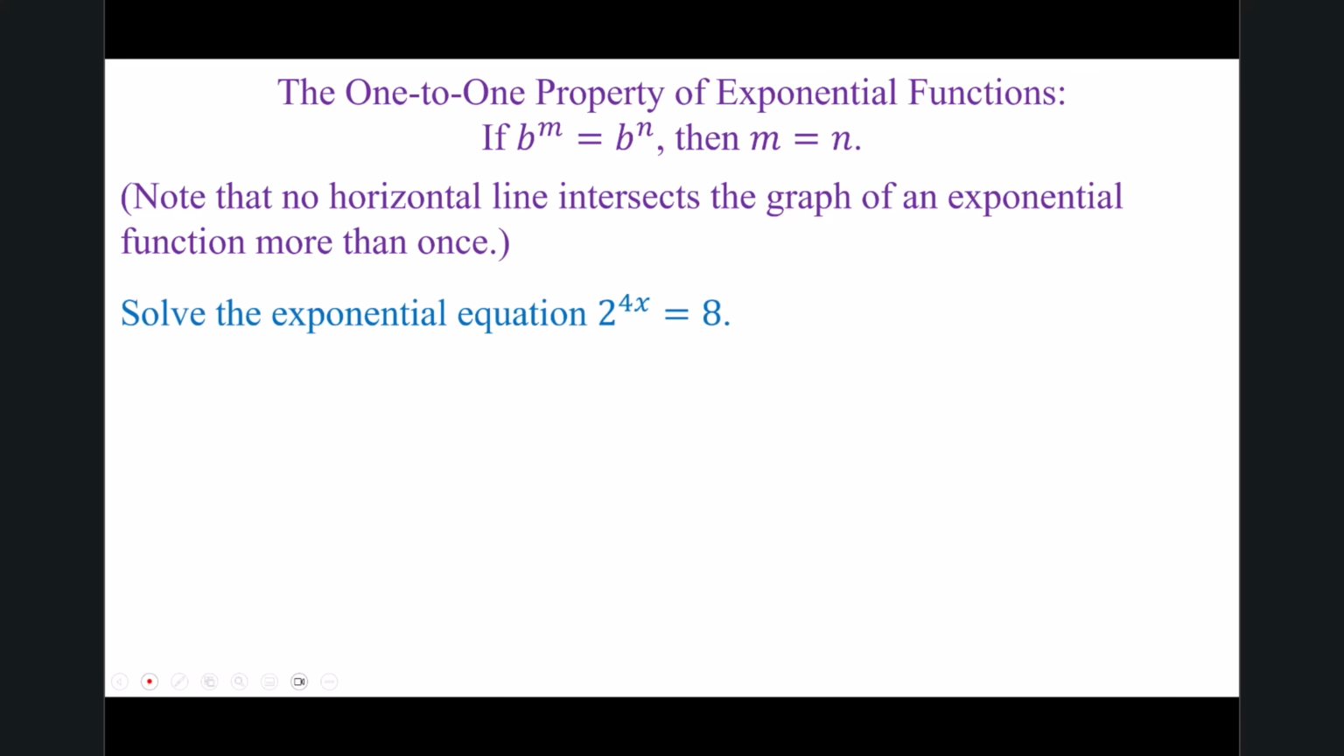Let's use this property to solve an equation. Solve the exponential equation 2 to the 4x equals 8. Right now, the way this is written, we do not have the same base, but I could write this as 2 to the 4x equals 2 to the third. 8 is 2 to the third, and now I have the same base on both sides, which means my exponents need to be equal to each other because the base was the same and the two numbers are equal. Divide by 4 and I get x equals 3/4.